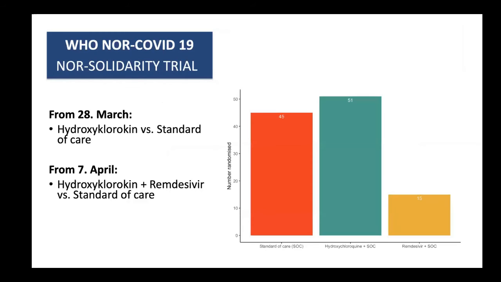Next slide, please. But in Norway, we started at the end of March as the first country in the world, together with Spain, with these malaria drugs, hydroxychloroquine versus standard of care. And then a week later, we started also with remdesivir. It was a bit difficult to get it into the country because it's a completely new drug. But we have randomized also between 15 and 20 patients now to remdesivir. Next slide.